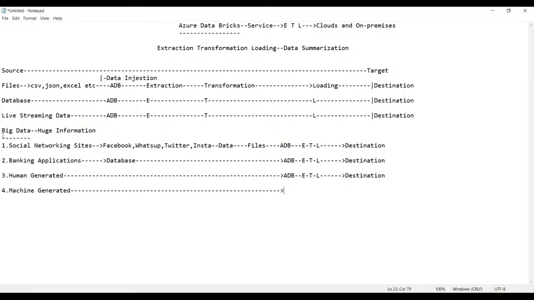That means live streaming is a process where you get the live data. Then you have the ADB. Again, the same process, ETL. Ultimately, from here, the data will be sent to the destination. Now, guys, these are the various sources of getting the big data: social networking sites, banking applications, human generated data, machine generated data.